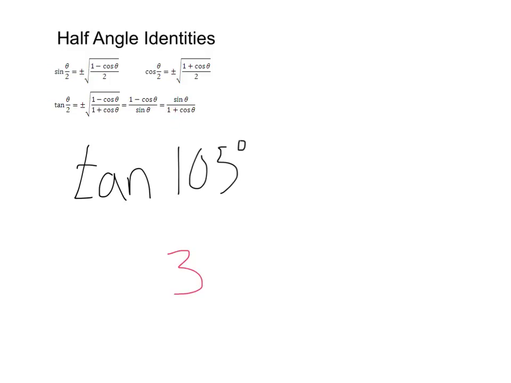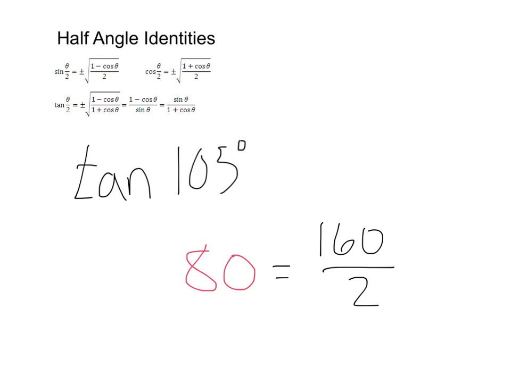The first thing you want to do to be able to use these is rewrite angles as a half angle. Let's say we had 3 here. We could write 3 as 6 over 2, right? 6 over 2 is equal to 3, and it's half of an angle. If we had 80, we could rewrite this as double 80. That would be 160 over 2. This would be half of an angle.